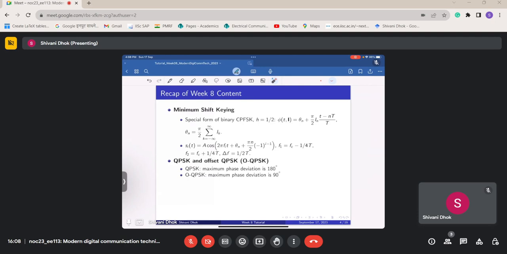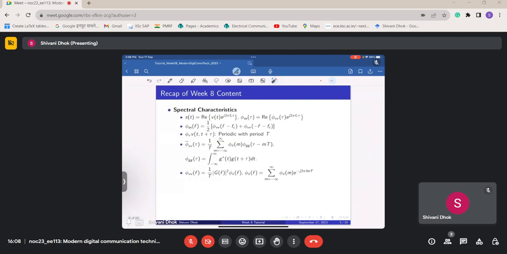It was observed that if we have a QPSK, the maximum phase deviation that we observe between two symbols or two waveforms is 180 degrees. However, if we add an offset of one symbol duration between the in-phase and quadrature components, then the maximum phase deviation observed is 90 degrees. So we'll see how exactly these two waveforms differ by taking an example in the question answer section. That will be much more clear.